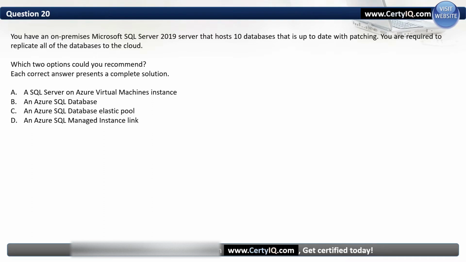Question 20. You have an on-premises Microsoft SQL Server 2019 server that hosts 10 databases that is up to date with patching. You are required to replicate all of the databases to the cloud. Which two options could you recommend? Each correct answer presents a complete solution. The correct options are A and D, that is a SQL Server on Azure Virtual Machine instance and an Azure SQL Managed Instance link.